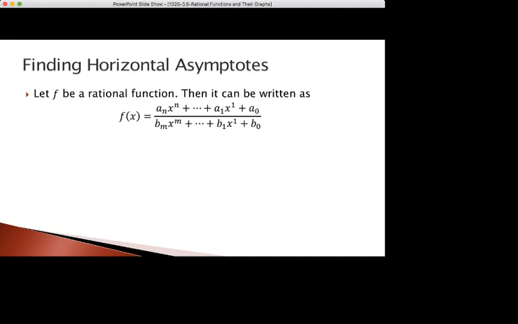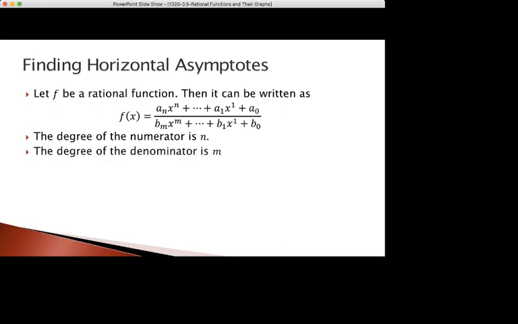So this is another way to view rational functions. This is the exact same way we defined it, however, we just have a more explicit form for our p of x and our q of x. So don't get scared by that. From this, we can conclude that the degree of the numerator is n, and the degree of the denominator is m. These are the only two pieces of information that we're really going to need in determining horizontal asymptotes.